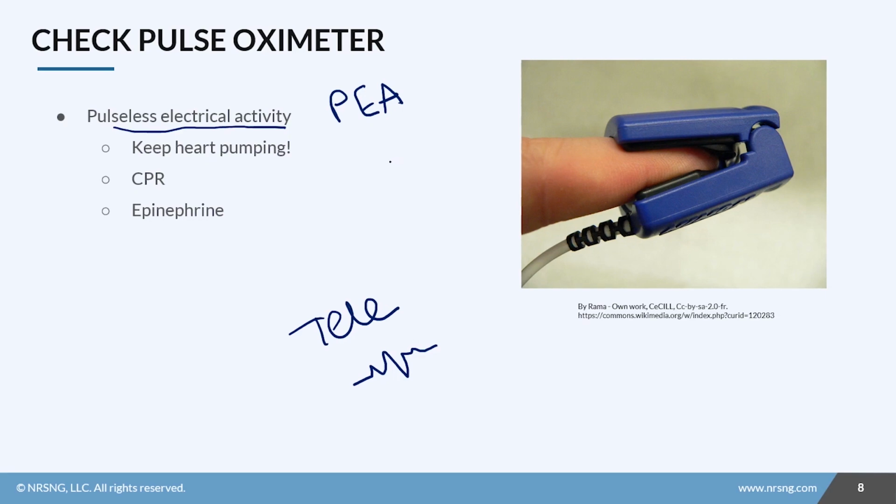So just remember, a pulse is the mechanical activity, and the heart rate is the electrical activity that happens in the heart muscle. So in this situation, I want you to keep that heart pumping. So that's very, very important. You're going to be performing CPR, and per doctor order, you may be giving epinephrine. In this situation, you would want to call a code on the patient to try to keep that patient alive.